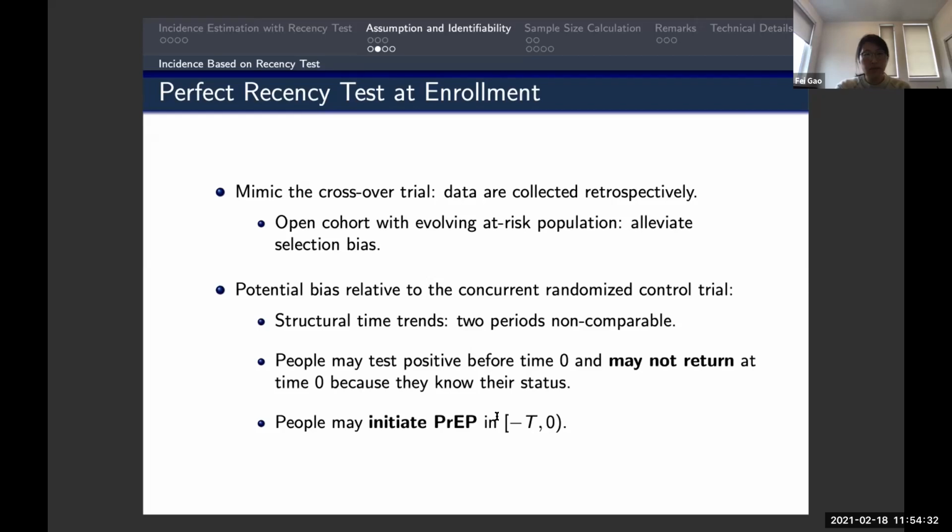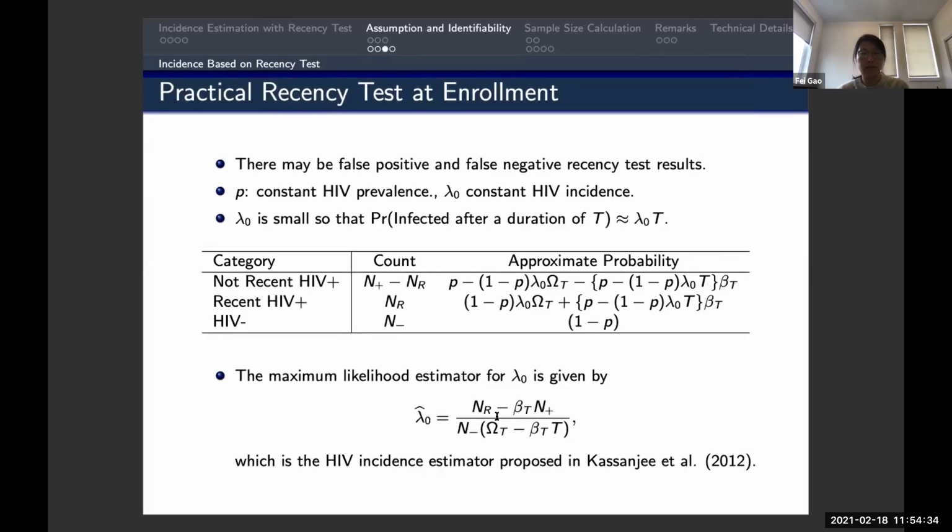Finally, we'll look at a more practical setting where in practice, there's no perfect recency test. We cannot really ascertain whether a subject was infected before or after time -t. In practice, there may be false positive and false negative recency test results. So in that case, there are subjects who are actually recently infected, but based on the recency test are categorized as long infected, and there's the other way around.